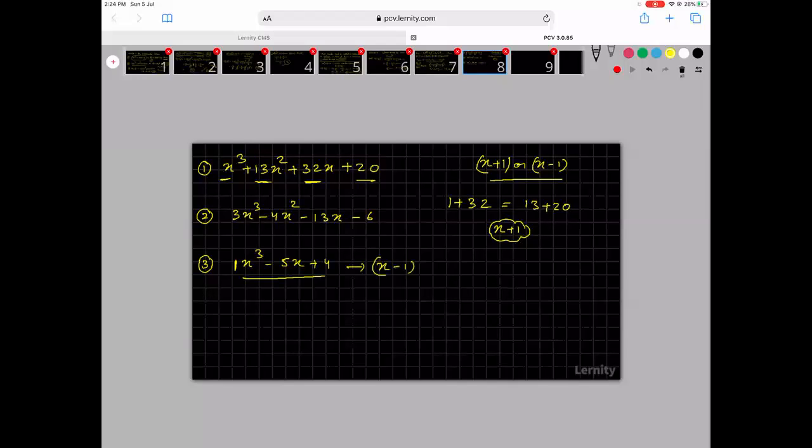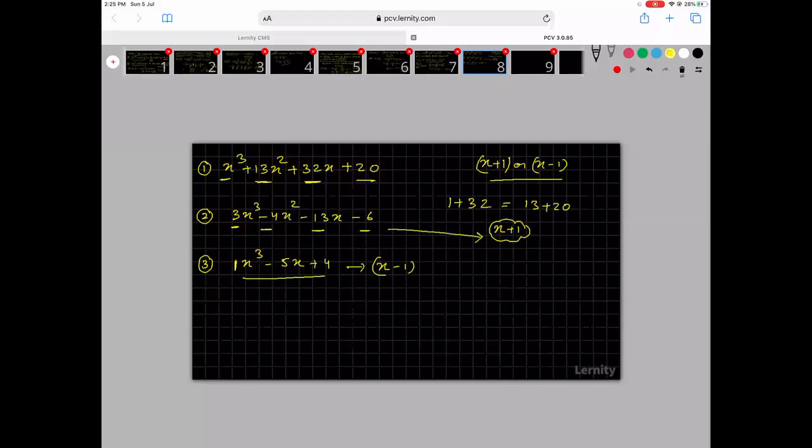So if the sum of alternate coefficients are equal to each other, it is divisible by x plus 1, and so on. So let's check here. Here I have plus 3 minus 13. So plus 3 and minus 13 is how much? 10. Here I have minus 4 and minus 6. That is also minus 10. So they are equal. So this is also divisible by x plus 1.